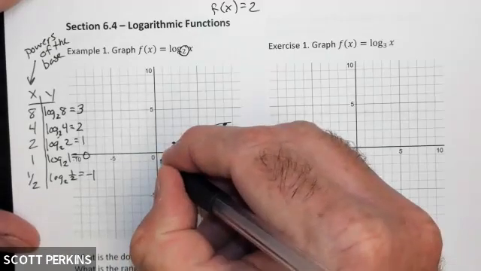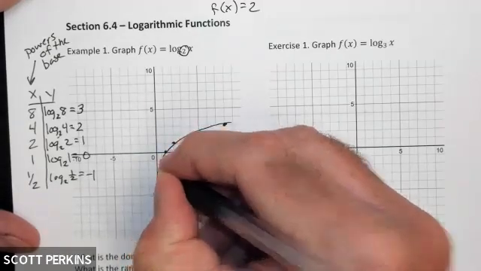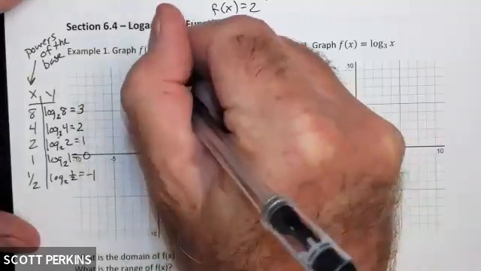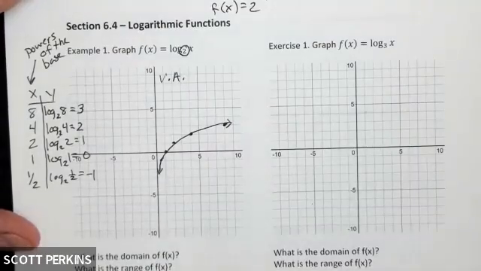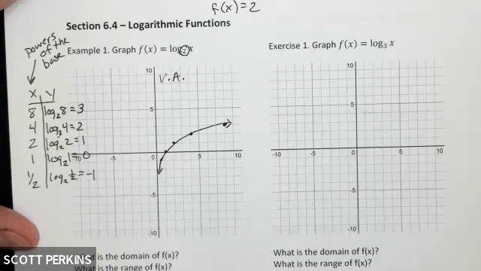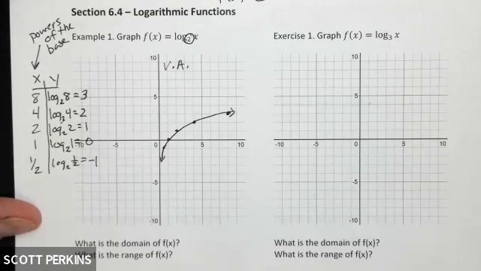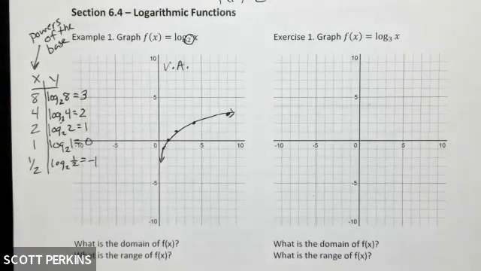If you remember, and if you don't, I'm telling you now, the y-axis is a vertical asymptote. So I'm just going to put the letters VA right there for vertical asymptote. And that's our graph. Just giving you a second to catch up to all those dots, and then I'm going to ask you the 2 questions at the bottom. What's the domain and what's the range?